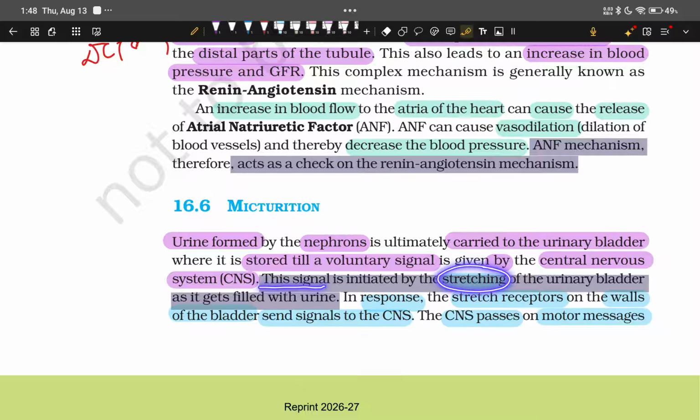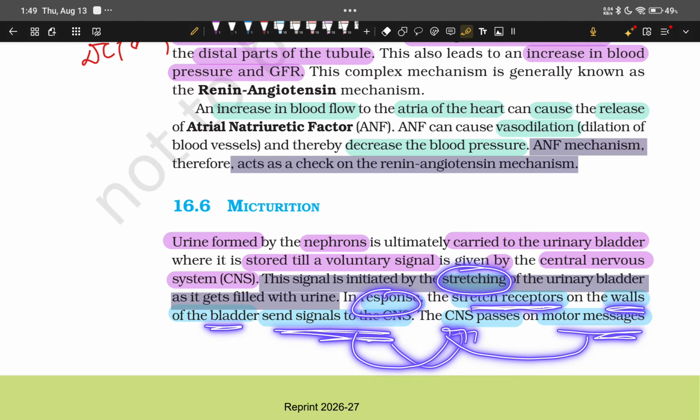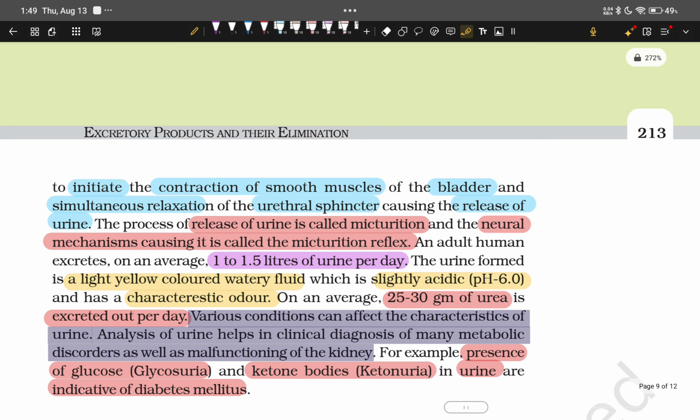The signal is first of all initiated by stretching of the urinary bladder, which is filled with urine. So the urinary bladder is filled with urine, it will stretch. Because of that, a signal will be initiated. Now, in response to the stretching, stretch receptors on the walls of the bladder will send a signal to the CNS. Now the CNS, in reply, will provide motor messages to initiate contraction of the smooth muscle of the bladder and simultaneous relaxation of the urethral sphincter, causing the release of urine, and that release of urine is called micturition.